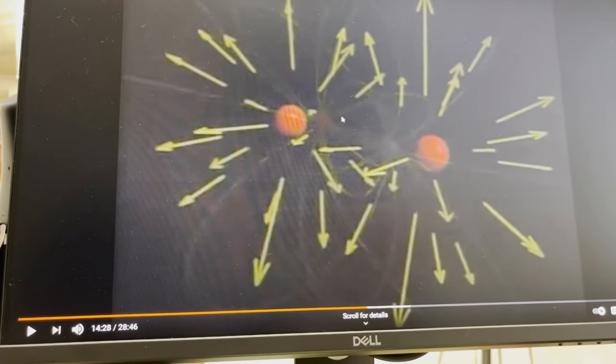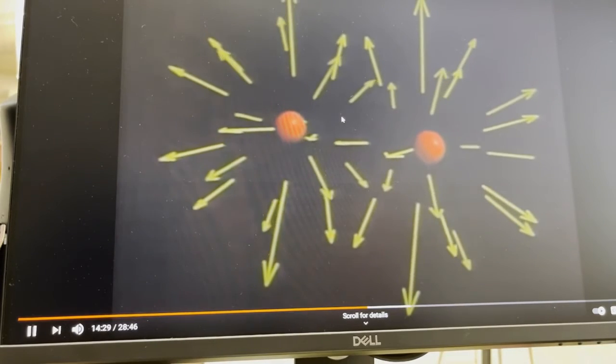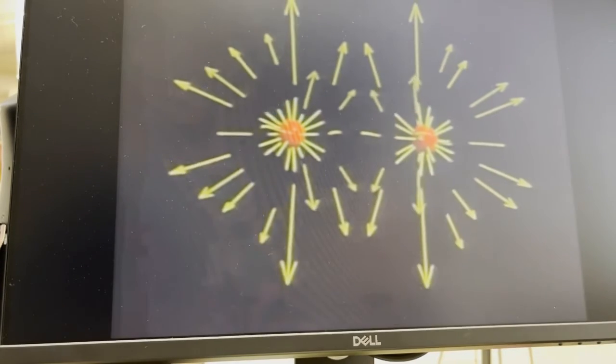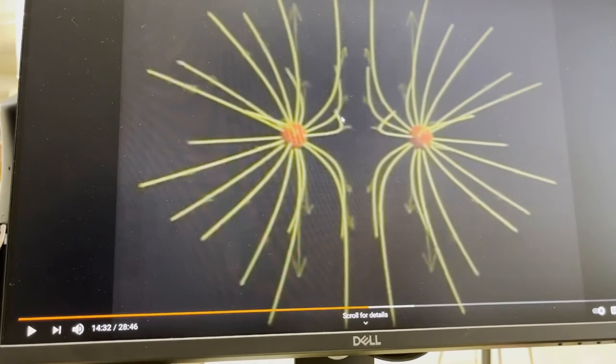Here's two positive ones. What's it going to look like? Well, it's going to go out from the positive. And they would flow smoothly through space, never crossing or tangling. What does that look like, boys and girls? It looks like repulsion. It looks like the picture of repulsion that we saw with the magnetic field between the same bar ends. So that's important. Magnetic field and electric field are not the same thing, but they are very similar.